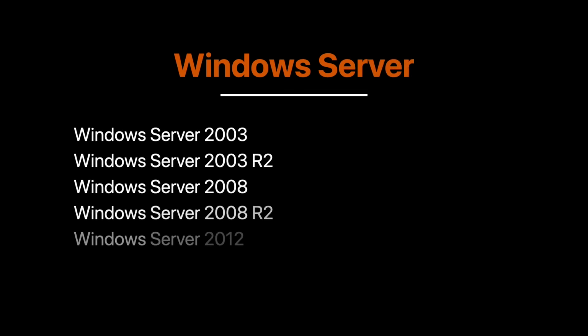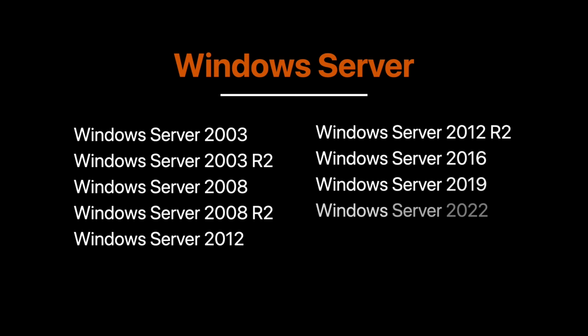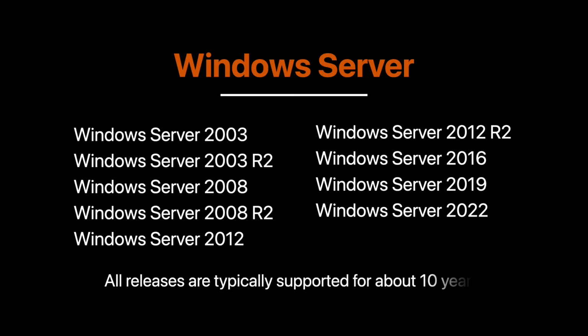The main releases of Windows Server are Windows Server 2003, Windows Server 2003 R2, Windows Server 2008, Windows Server 2008 R2, Windows Server 2012, Windows Server 2012 R2, Windows Server 2016, Windows Server 2019, and Windows Server 2022. All releases are typically supported for about 10 years.